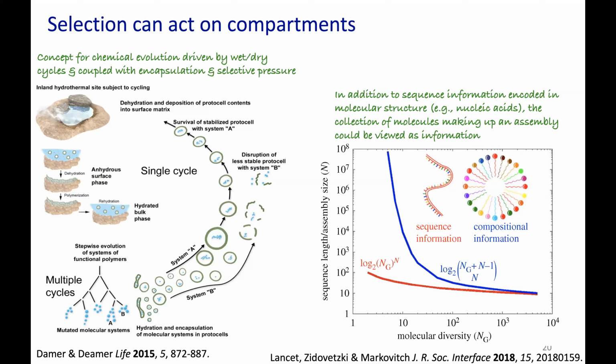And this may seem like a less effective way to carry information. What this model is arguing is that, in fact, if you have very high molecular diversity, you can do as well with compositional information as you could with sequence information. And so if the situation is very, very messy, that could, I suppose, benefit in the sense of having a lot of information contained in the composition of the assemblies.